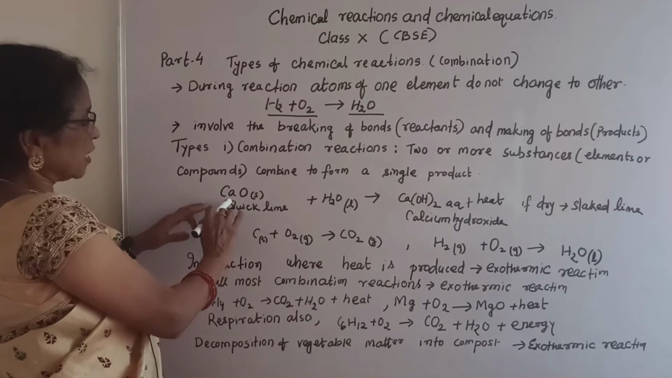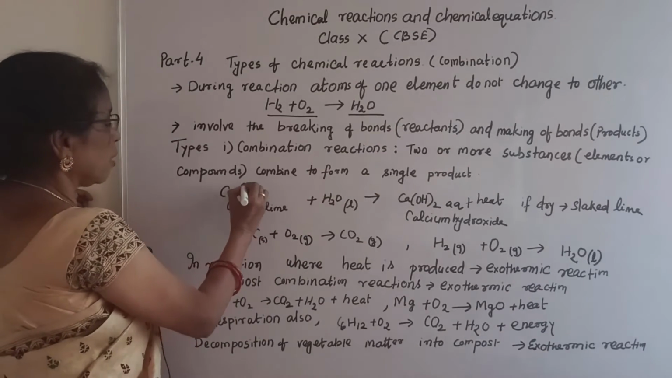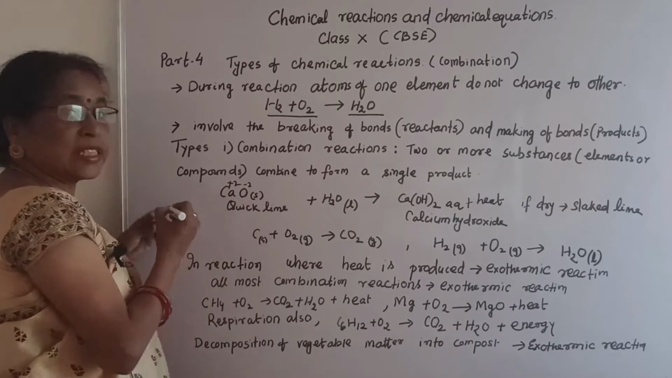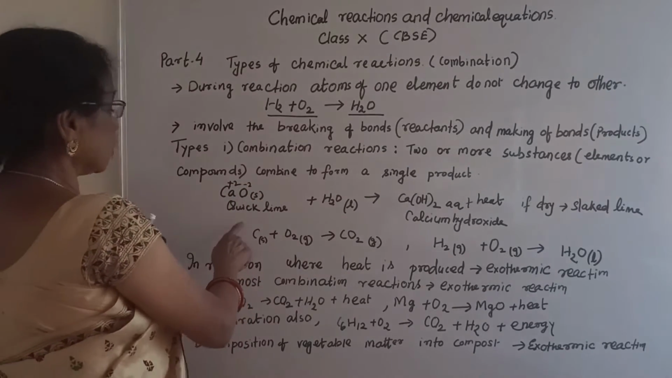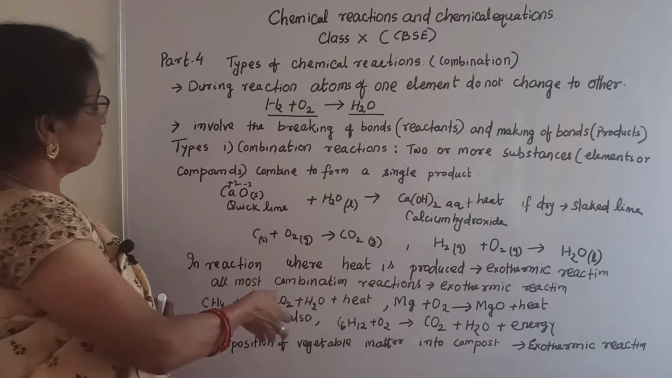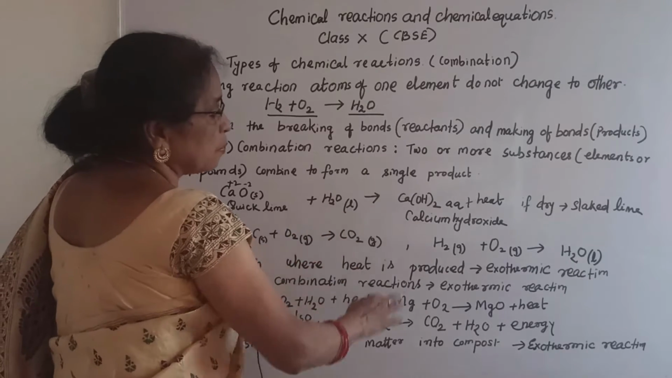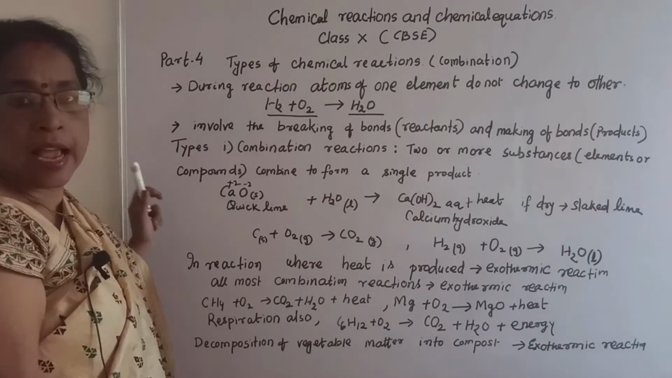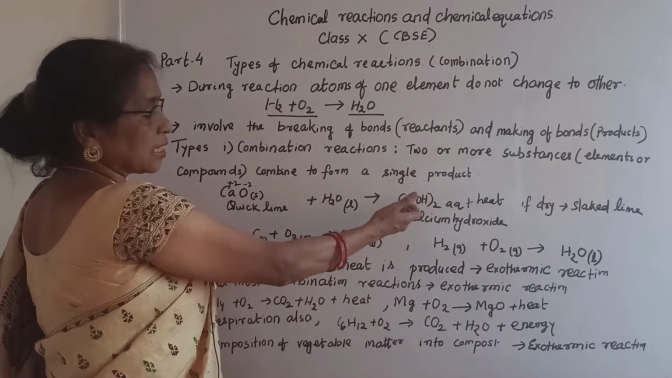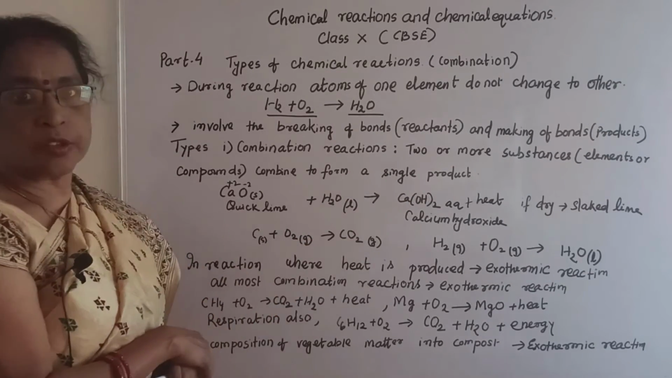Example, see here CaO. What is CaO? This is called calcium oxide. This is -2, this is +2. So the formula is CaO, and it is known as quicklime. Quicklime is the commercial name, whereas actually it is calcium oxide. When it is added to water, it produces calcium hydroxide and a large amount of heat. And it is used in whitewashing, and so it is called a combination reaction.